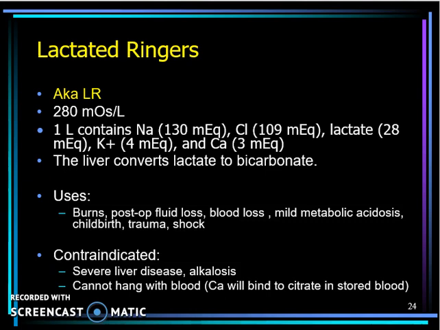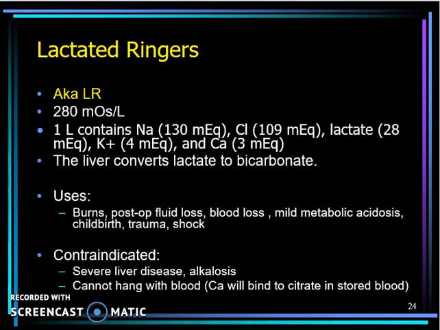The one big difference is 0.9 normal saline has no electrolytes at all. It's just simply a sodium solution. Lactated ringers does have just a little bit of electrolytes there. So there's a little bit of sodium, chloride, lactate, potassium, and some calcium in there. Very similar to what is normal in our bloodstream.